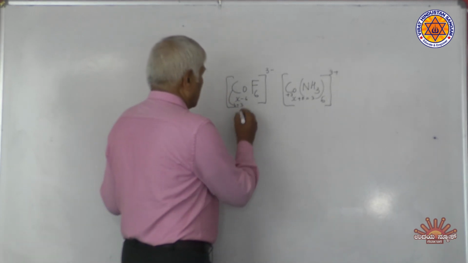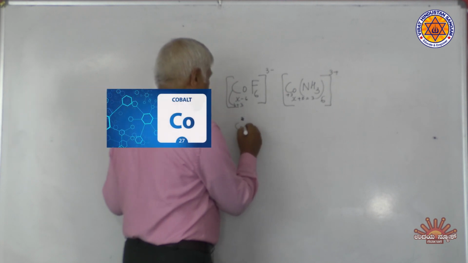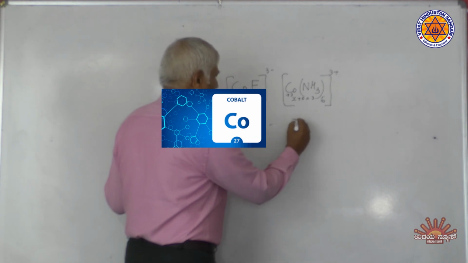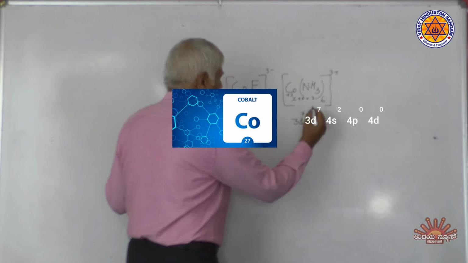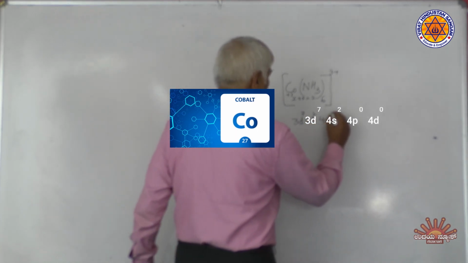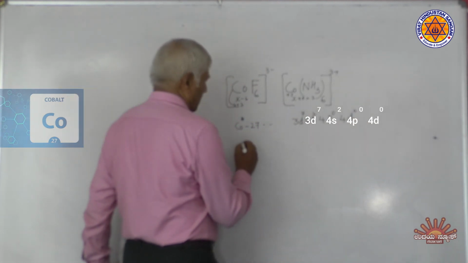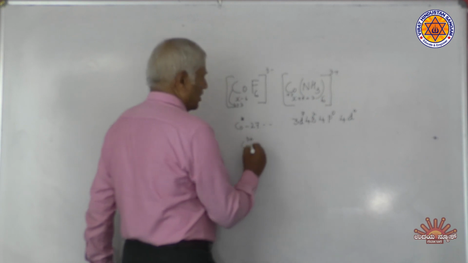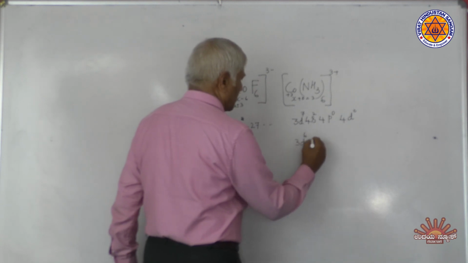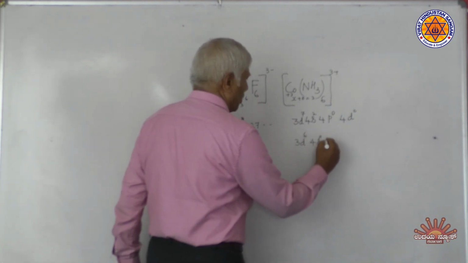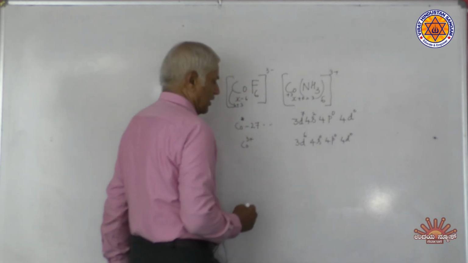Look, Co is atomic number 27, so it is 3d7, 4s2, 4p0, 4d0, correct? Next, Co3+ means you have to remove 3 electrons, 2 plus 1. It becomes 3d6, 4s0, 4p0, 4d0 in both of them.